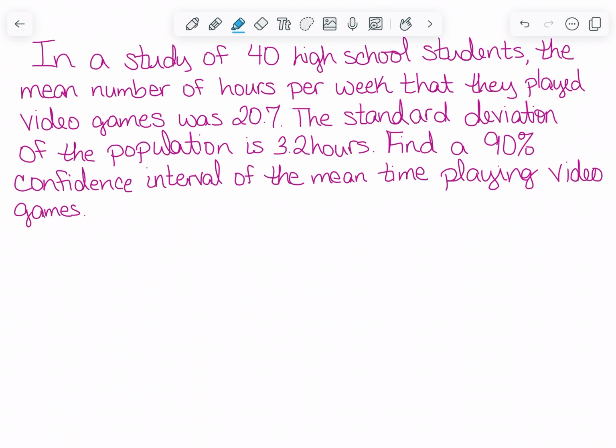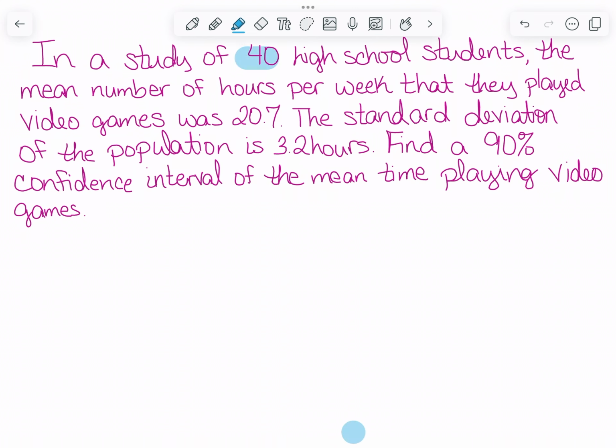In a study of 40 high school students, the mean number of hours per week that they played video games was 20.7. The standard deviation of my population is 3.2 hours, and I want to find a 90% confidence interval of the mean time playing video games. Let's start by seeing what information we have.